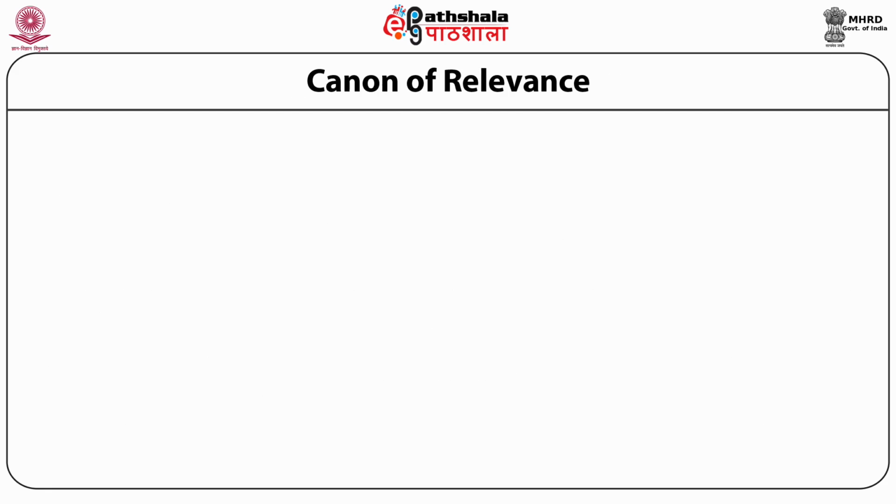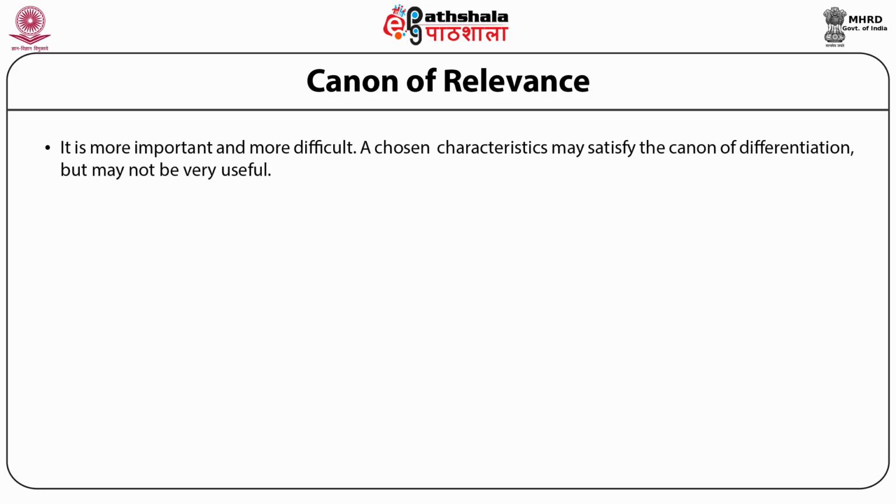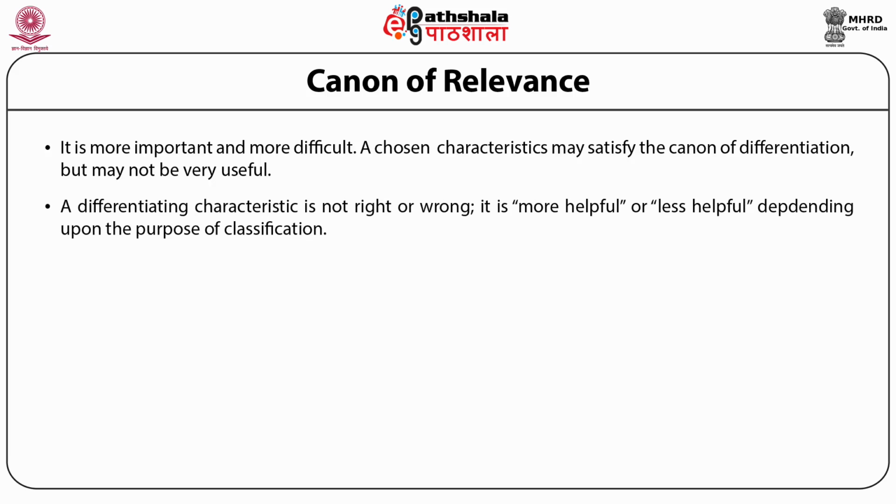Canon of relevance. The next criterion to select a characteristic is that it should be relevant to the purpose. It is more important and more difficult too. A chosen characteristic may satisfy the canon of differentiation. Of course, it may be able to divide the group into two, but it may not be very useful. A differentiating characteristic is not right or wrong. It is more helpful or less helpful, depending upon the purpose of classification for which it is being made.